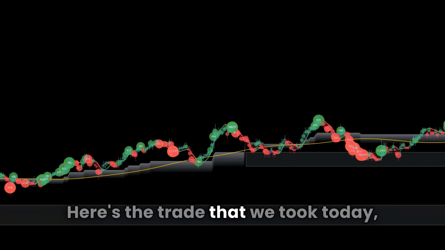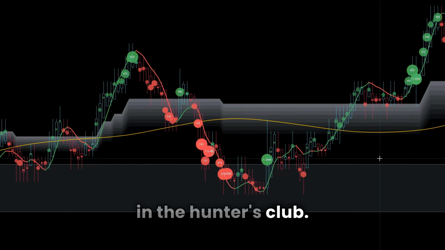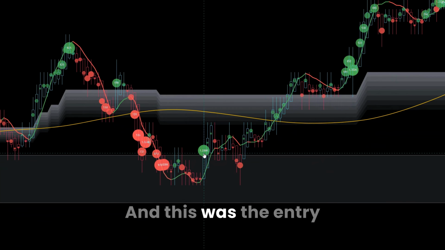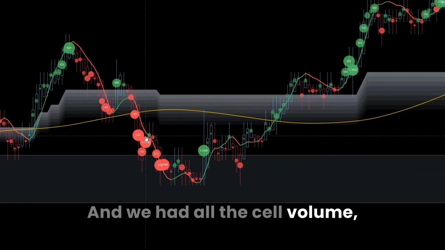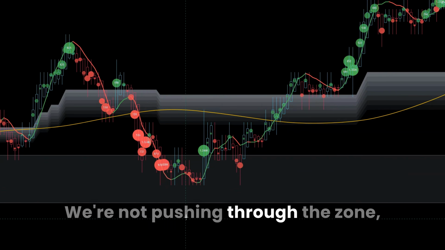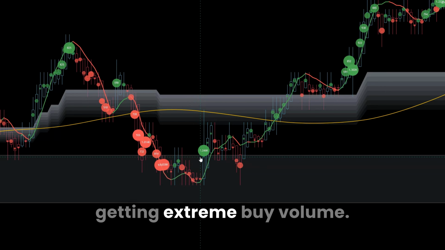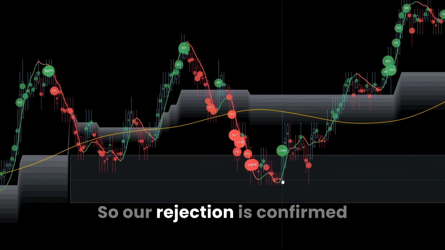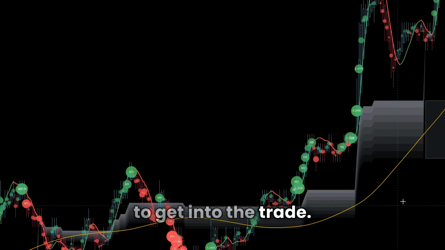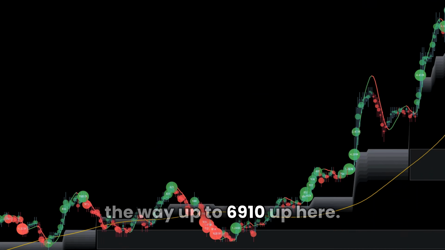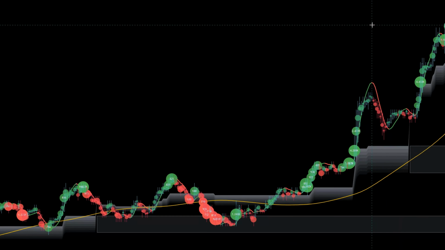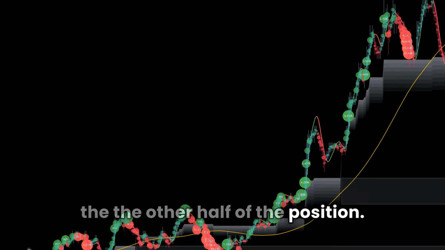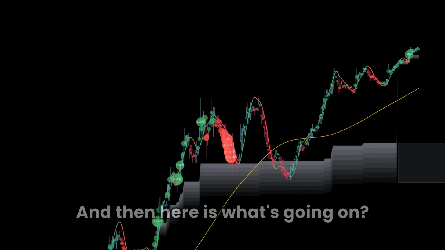Here's the trade that we took today in the Hunters Club. This was the entry right around in here. And we had all the sell volume coming down. We're not pushing through the zone. We're actually coming up, and we're getting extreme buy volume. So our rejection is confirmed, and we're going to get into the trade. And then we rode it all the way up to 69.10 up here. We took TP1 at 69.00, half position, and then 69.10 is where we took the other half of the position.